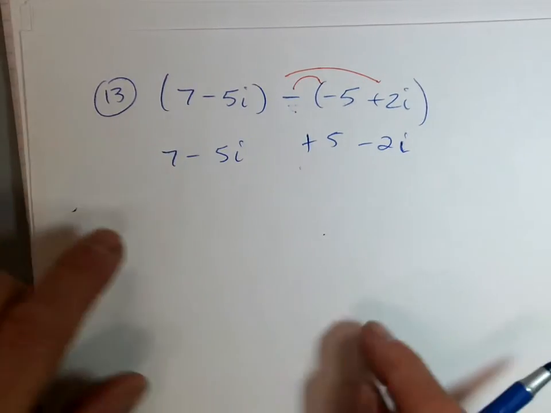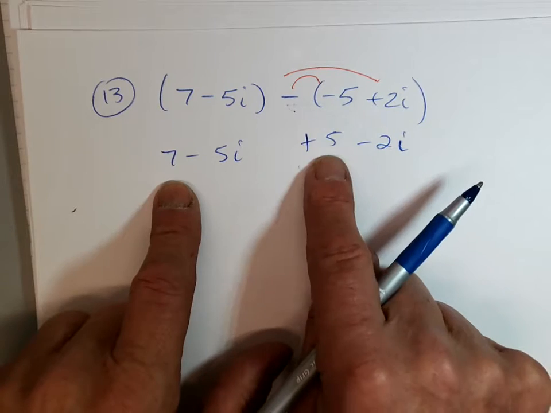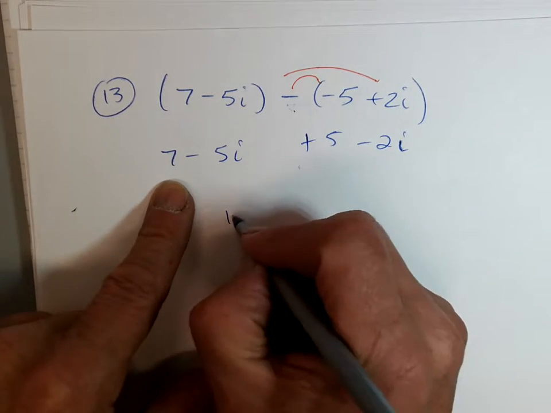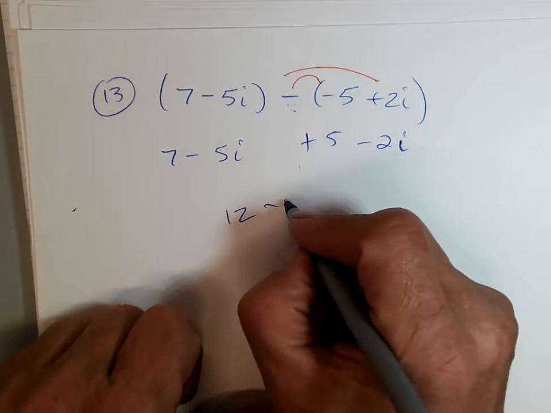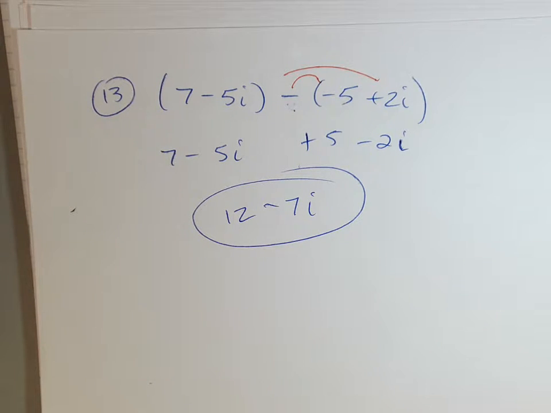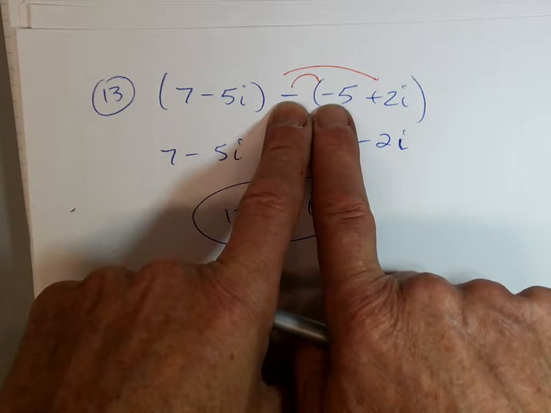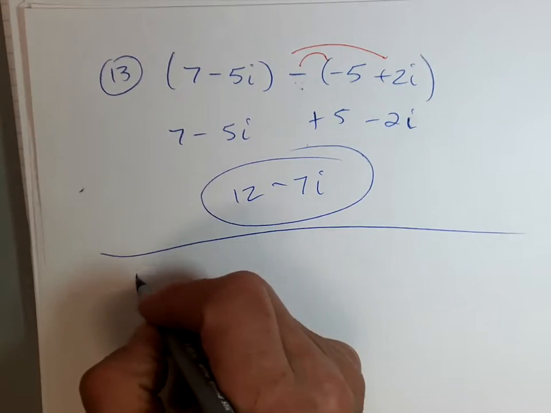Now let's combine like terms. 7 plus 5 is 12. These are real numbers, so add the reals: 12. Negative 5i minus 2i makes a negative 7i. That's it. You just have to be careful of the double negatives, okay? Same thing tomorrow. Be careful of your subtracted negative. Make sure you subtract the 2i, okay?